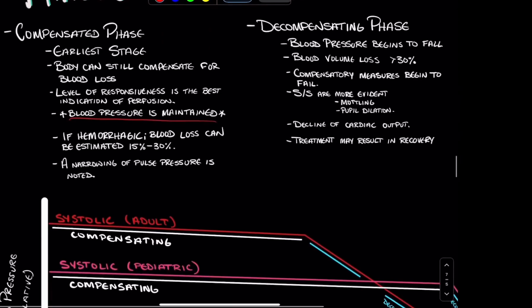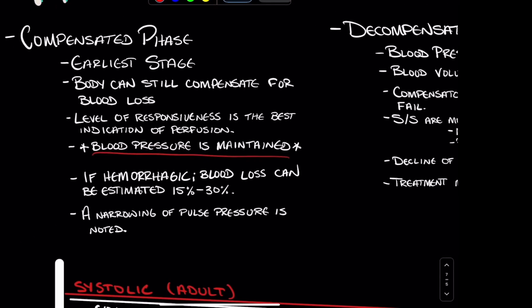The first one is going to be compensated shock, and this is the earliest stage. This is when your body recognizes there's a little bit of a depletion of blood volume. We're able to compensate that with vasoconstriction, the renin angiotensin system. There's a few things that the body's going to start doing to help resolve that problem. The important thing to remember with compensating shock is that we're able to maintain our blood pressure still. For the most part, you might see slight variations, but the body's able to maintain that blood pressure adequately.